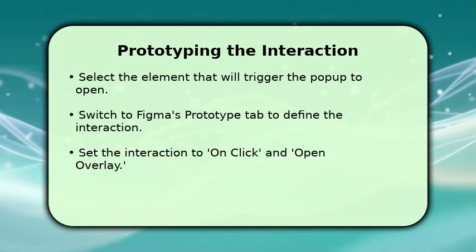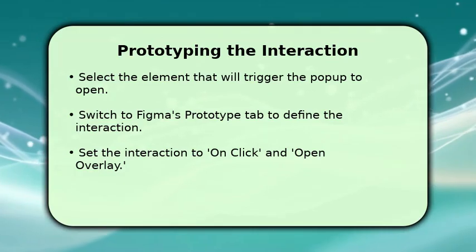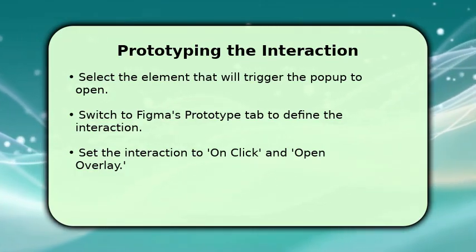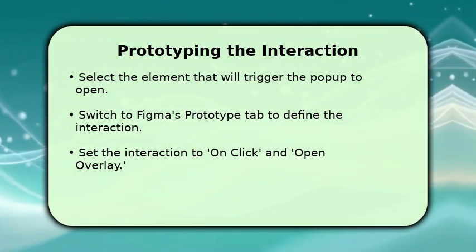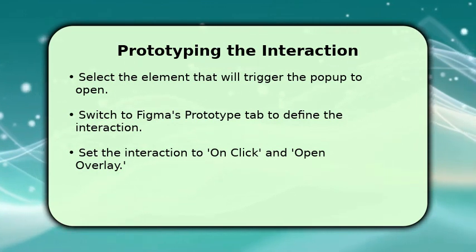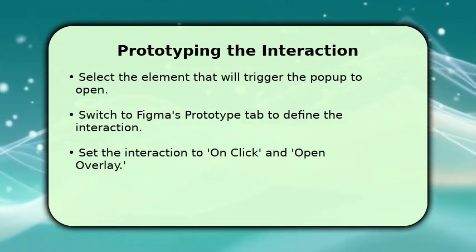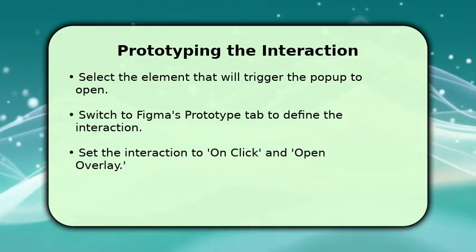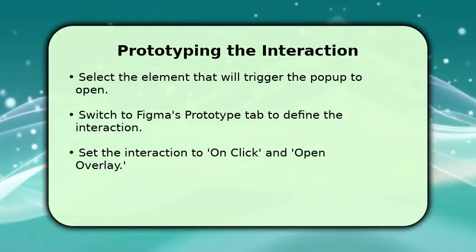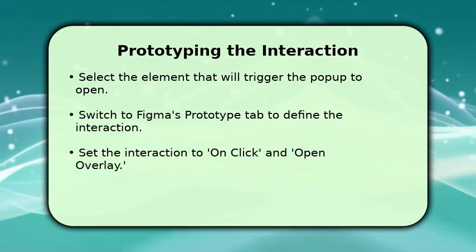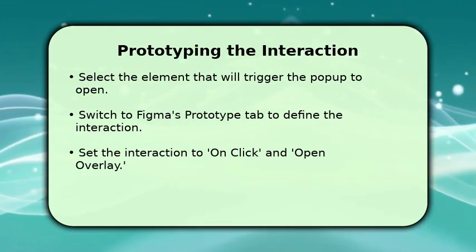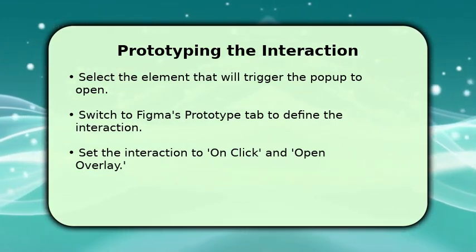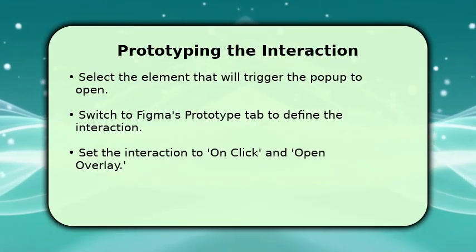With your pop-up designed, it's time to make it interactive. Select the element on your main frame that will trigger the pop-up, like a button or an icon. Then, navigate to the Prototype tab in Figma. Drag a connection from your trigger element to your pop-up frame. In the interaction details, choose on click as the trigger and open overlay as the action. This tells Figma to display your pop-up when the user clicks the designated element.